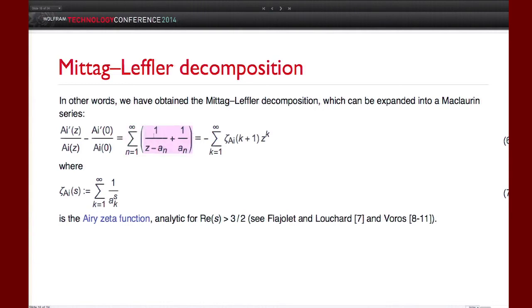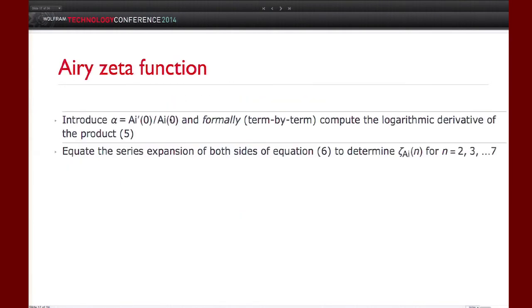But this can be expanded in a power series in Z, and if you do so, the coefficients turn out to be these Airy zeta functions. If you do the power series expansion, you can check that, you get the Airy zeta function, and that turns out to be analytic for as long as the real part of S is greater than 3/2. And so some properties of this have been studied. Okay, moving on.